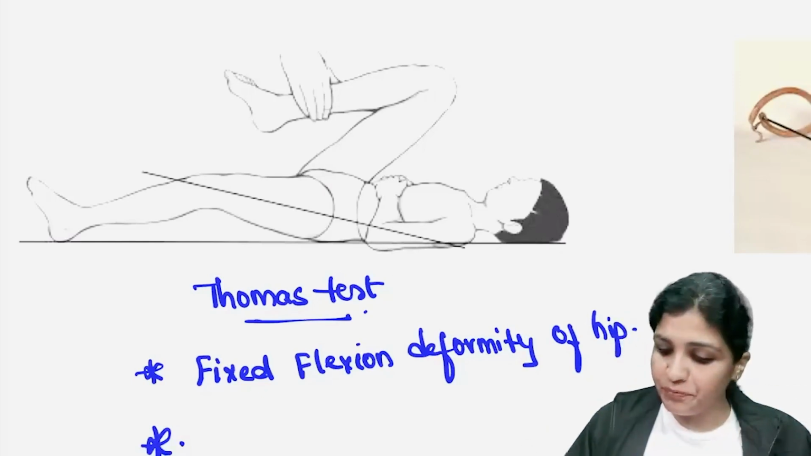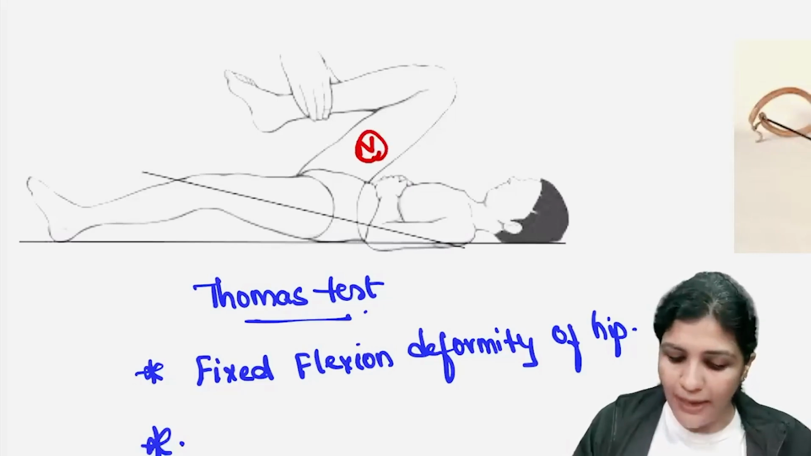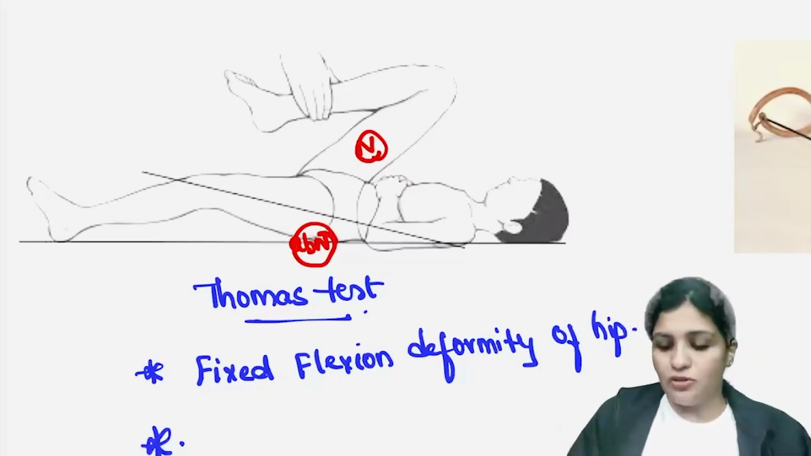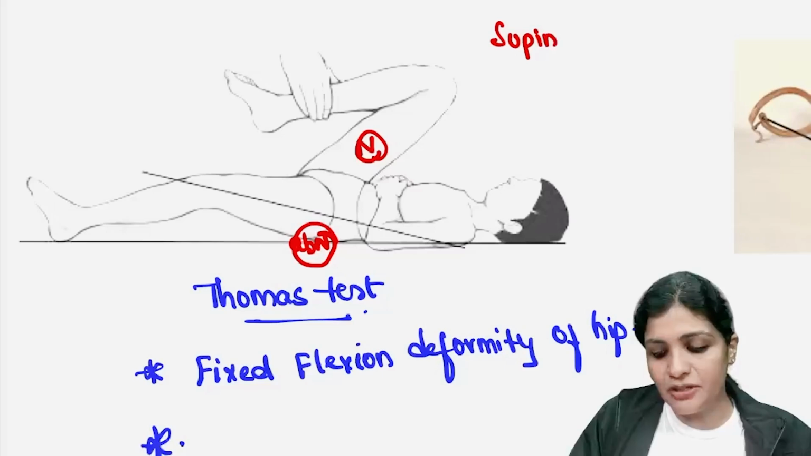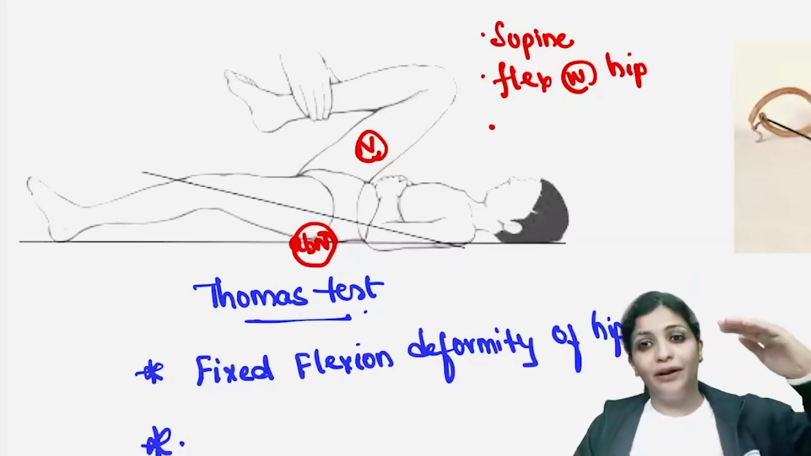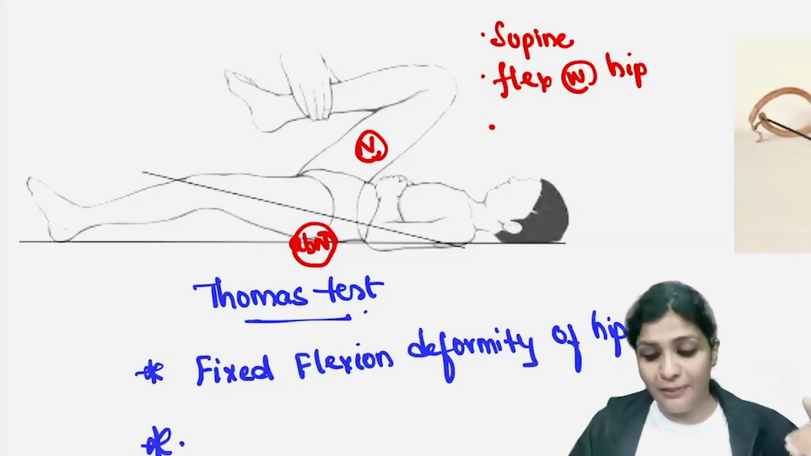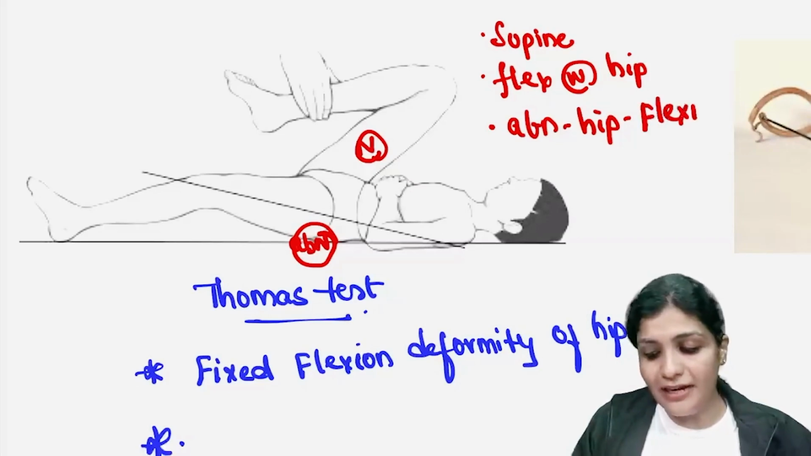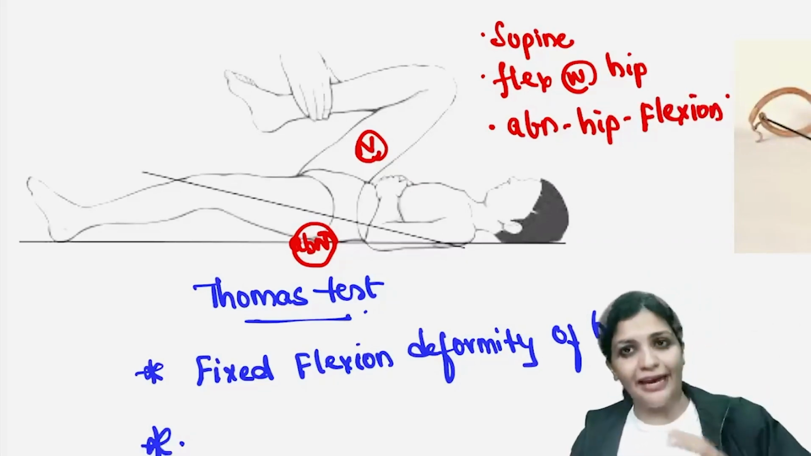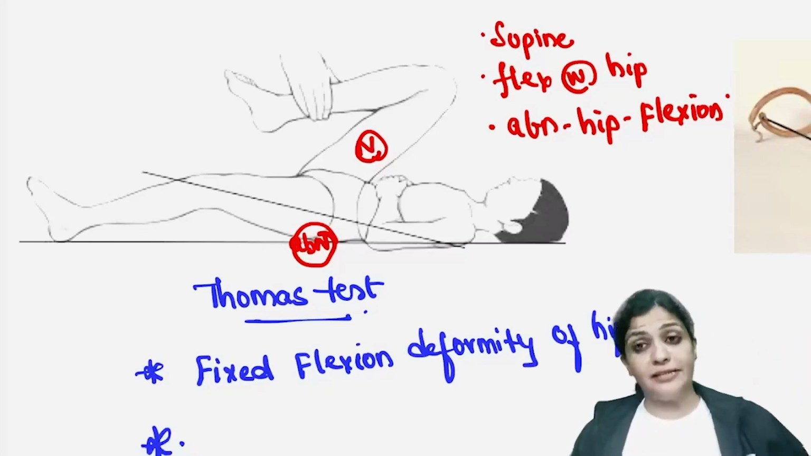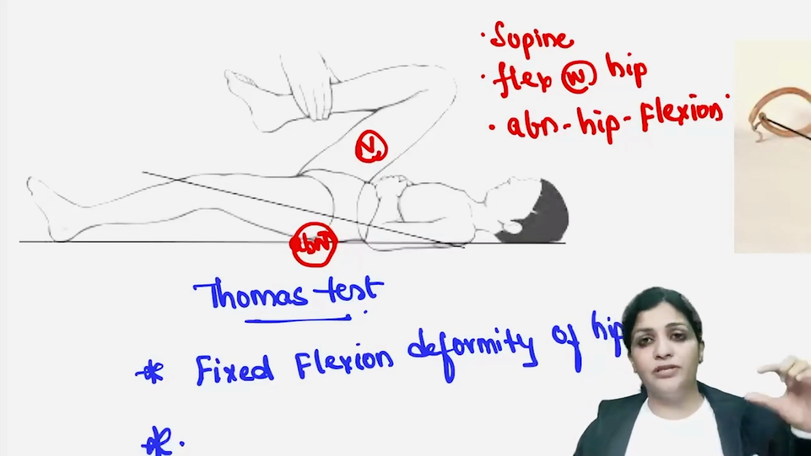Now see, this is your normal hip and this is your abnormal hip. Let us assume the normal hip and abnormal hip. The first thing you do, you put the patient in supine position and then you flex the normal hip. When you flex the normal hip, the lumbar spine will relax. When this relaxes, the abnormal hip goes into flexion. Until now, the part which was taking care of this was the spine. It was going into more flexion. Now, once you flex the normal hip, the abnormal hip goes into flexion.